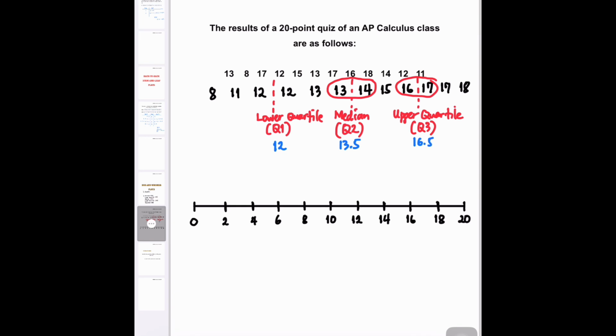And for the other two key values that we need, we have the minimum and maximum, which are very easy to identify. So this is our minimum.